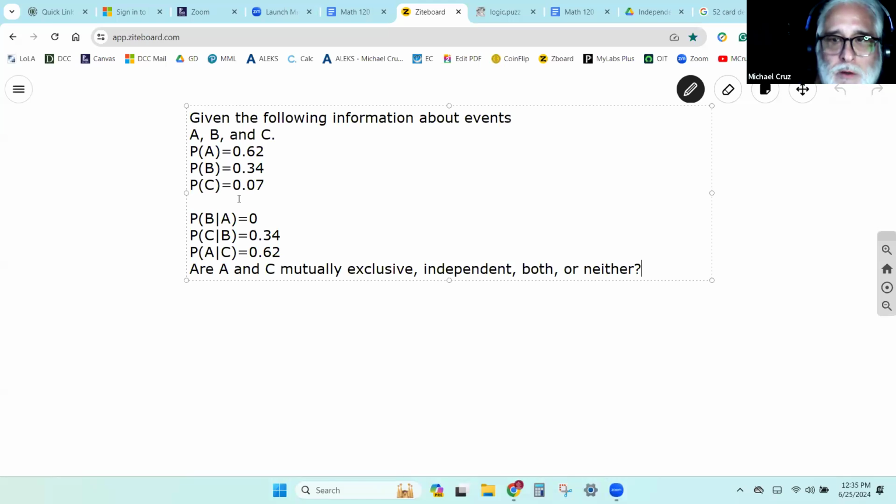All right. So, given the following information about events A, B, and C, are A and C mutually exclusive, independent, or both? So, it's asking about A and C. What we need is to find out if they're mutually exclusive. Well, let's see if we can figure out the independence, because I don't see anything there that tells us about the mutually exclusive. Maybe there's something I'm missing real quick.